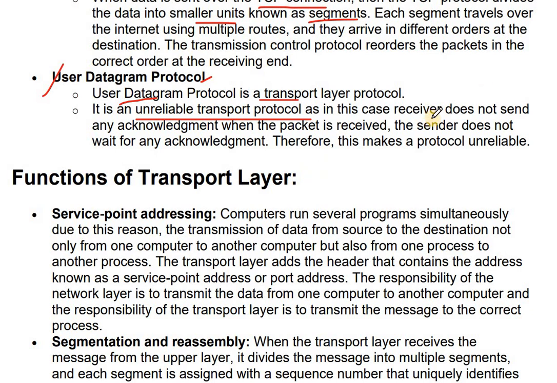protocol, as in this case the receiver does not send any acknowledgement when the packet is received. Packet means the data packet. The sender does not wait for any acknowledgement. Therefore, this makes the protocol unreliable. If someone is sending data and the receiver is not sending an acknowledgement that the data has arrived, and the sender doesn't care whether the data was received by the receiver or not, it means if there is data loss between the sender and the receiver, nobody knows. It means it's unreliable.